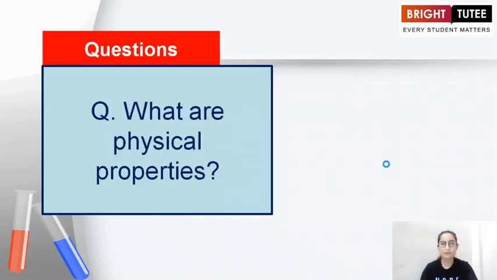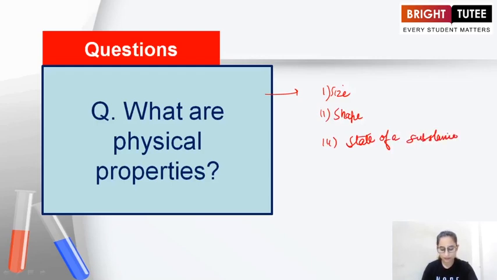Next question, what are the physical properties? The physical properties are basically size, shape, right, and state of a substance, and also the color. These are the physical properties. If you are asked, this is again a 1-mark question.